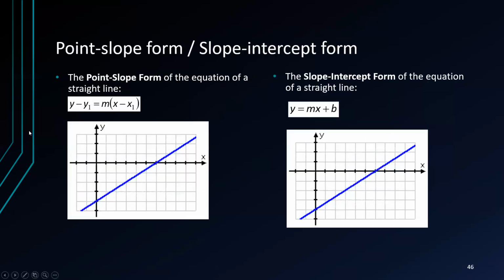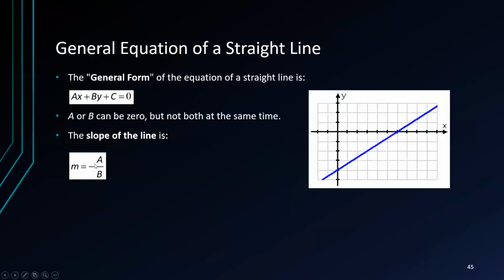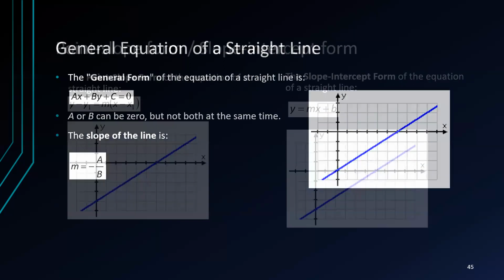Now, point slope form and slope intercept form. Una natin yung point slope form. The point slope form of the equation of a straight line is y minus y1 is equal to m times x minus x1. And the slope intercept form of the equation of a straight line is y is equal to mx plus b. Slope, intercept, yan. Ito naman point slope. Ito yung point niya x1 and y1.